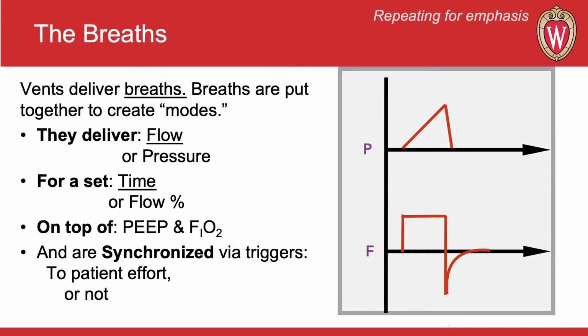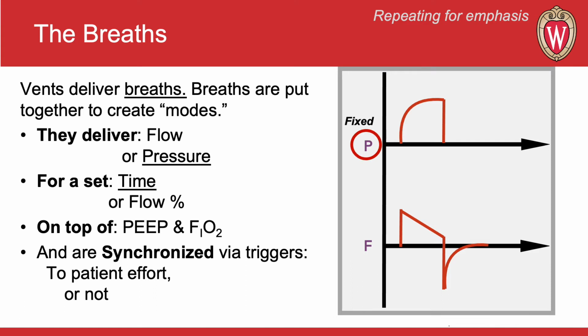Repeating this for emphasis. Vents deliver breaths, and they can do them only 2 ways. They can deliver flow in a fixed way for a set amount of time where the pressure becomes variable based on the patient. It does that on top of PEEP and FiO2 and can be synchronized or not. Alternatively, the vent can deliver pressure for a fixed pressure that you set where the flow becomes variable, doing that pressure for a set amount of time on top of PEEP and FiO2 and synchronized or not.